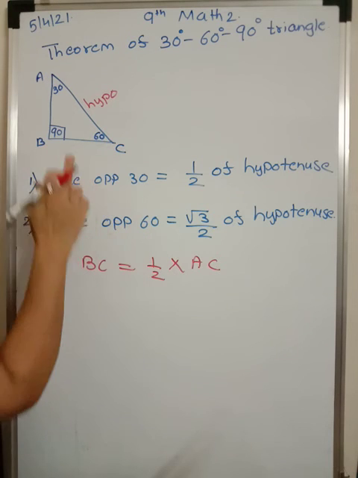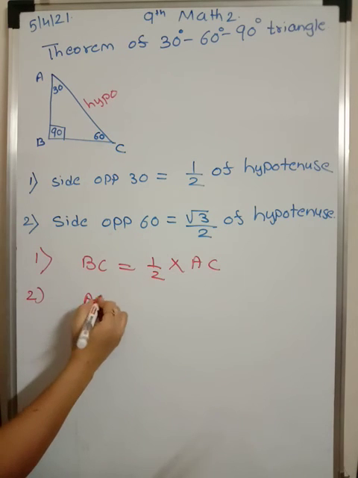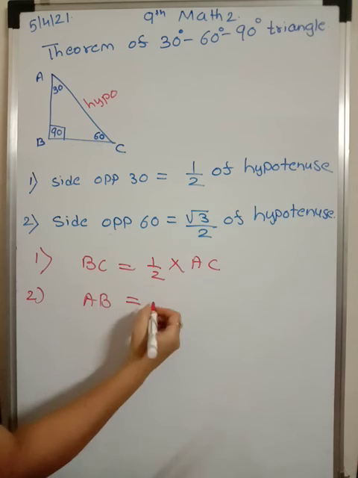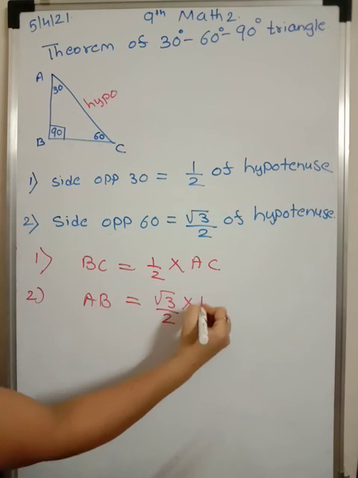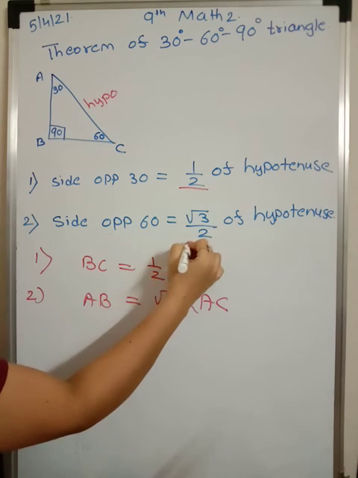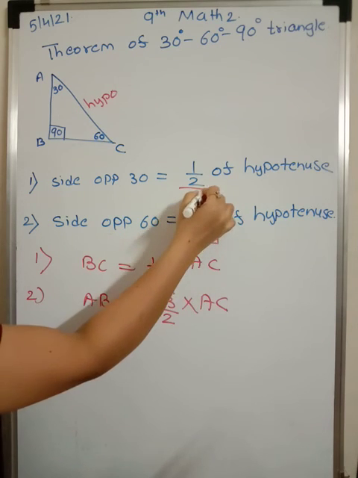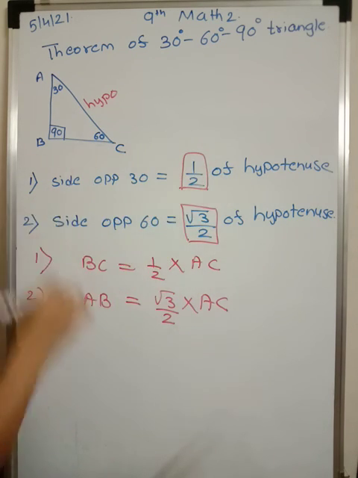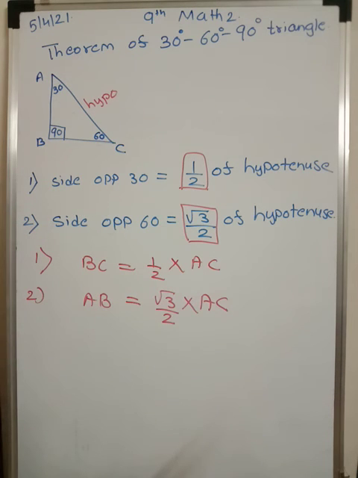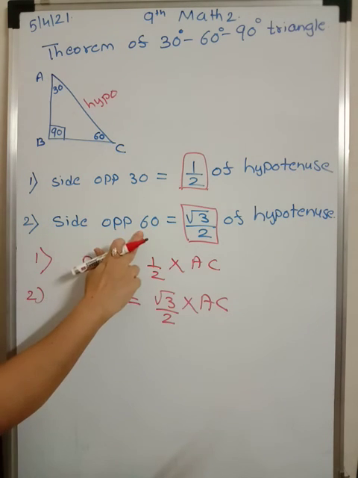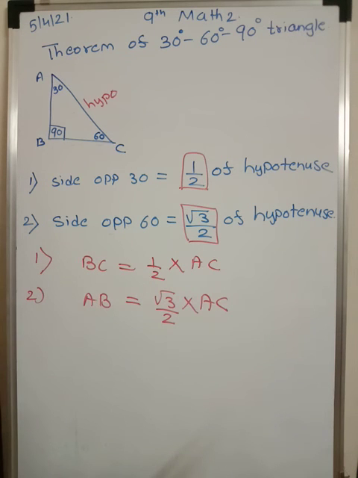Similarly, what is the side opposite to 60? It is AB. So AB would be equal to root 3 upon 2 into the hypotenuse, which is AC. Please remember these two values. Extremely important. The side opposite to 30 is always half of the hypotenuse, and the side opposite to 60 is root 3 by 2 of the hypotenuse.